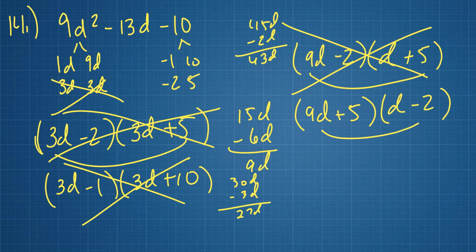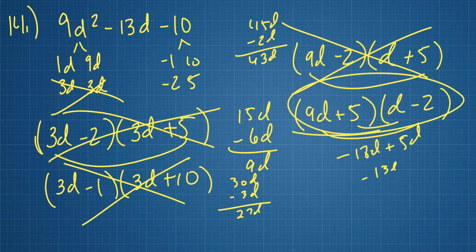Now remember, I can't cross it out until I put the 5 with the 9 and the 2 with the 1d. I do the outside to get minus 18d. I do the inside to get plus 5d. Together, that's going to be negative 13d, which is what I want, which means that's my answer.